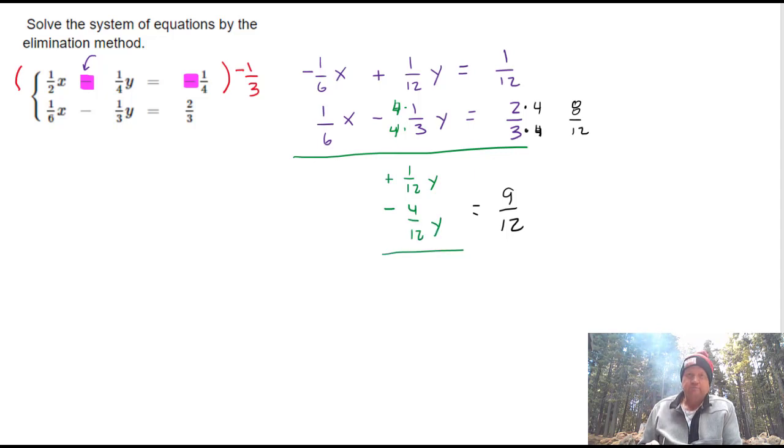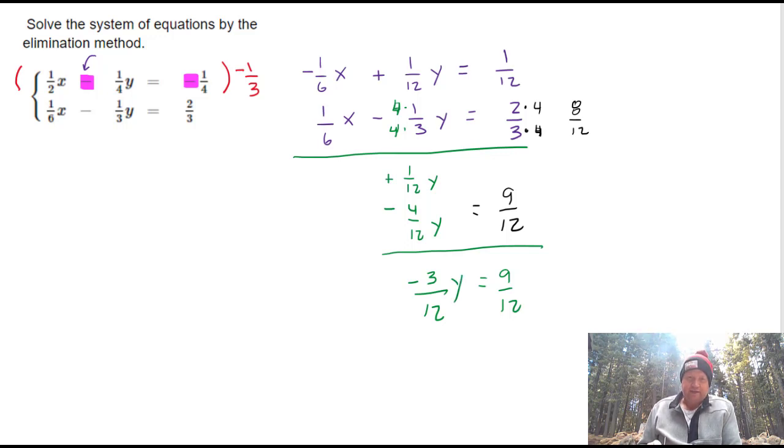Well, this has been fun. That's 9 over 12. 1/12 take away 4/12 is negative 3 over 12. We just took the 1, take away 4. Negative 3 over 12, and that's a y.